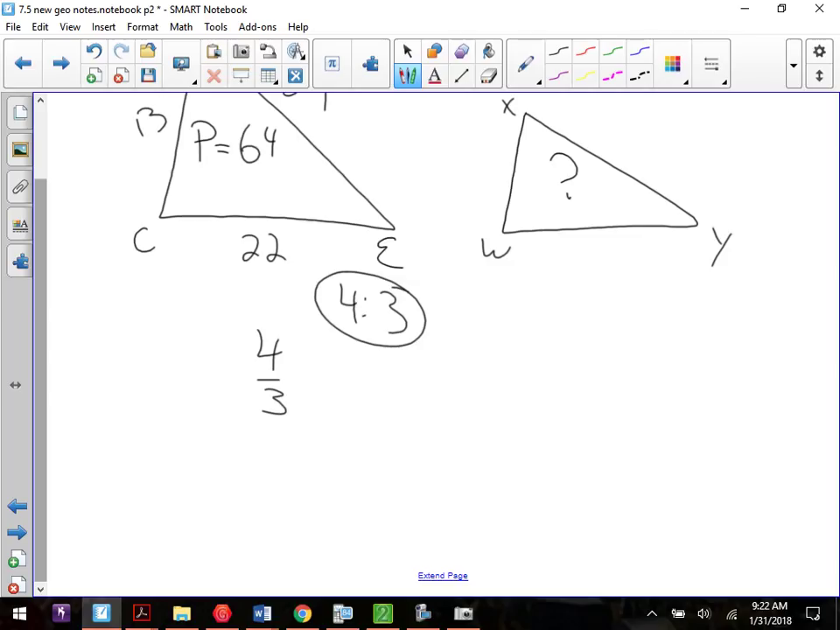The perimeter on the left is 64, what's the perimeter on the right? And then you just cross multiply. It will work always like that for perimeters.